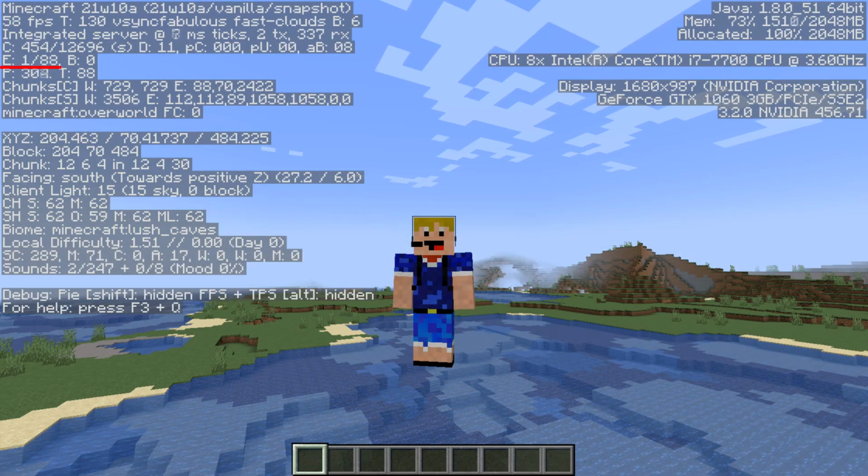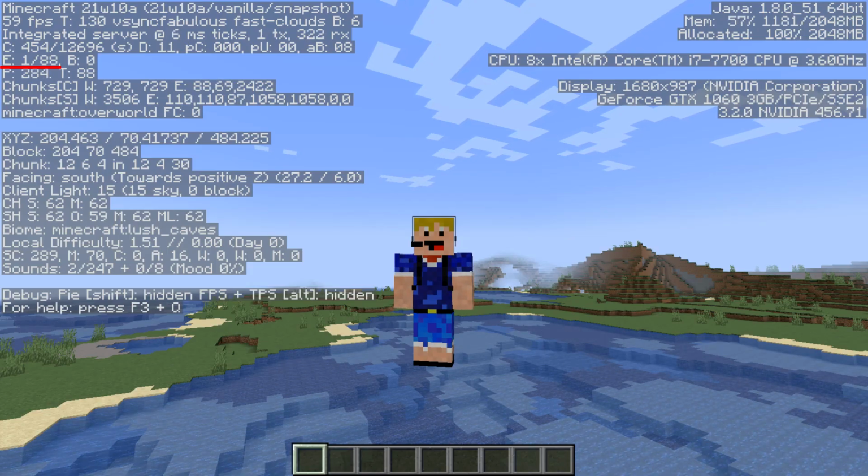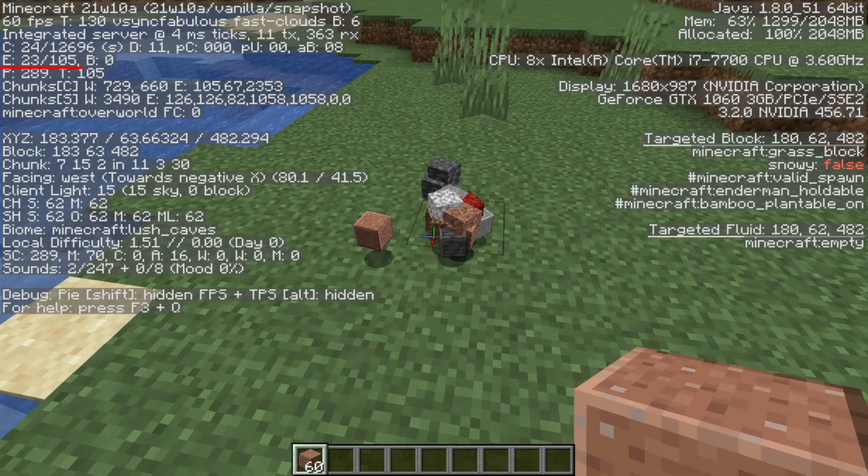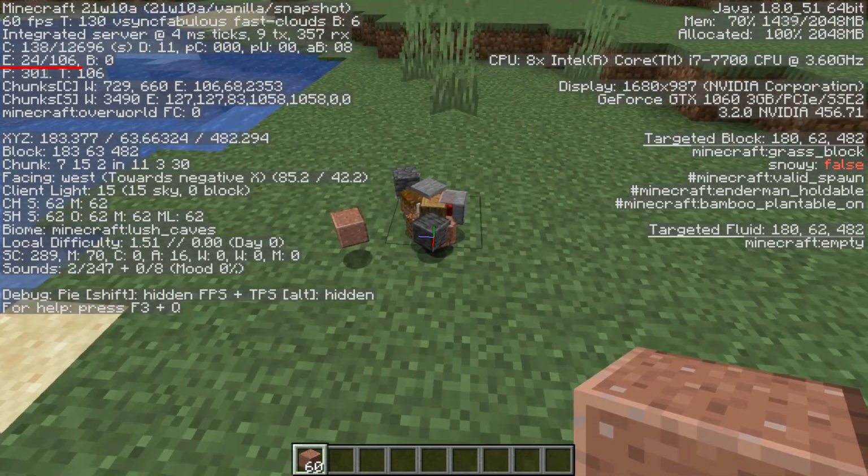First of all we have E, which is the number of rendered entities over the total amount of entities in the loaded chunks. Currently we only see one entity, which is myself. But we can see this number increase or decrease when there are entities on the screen.